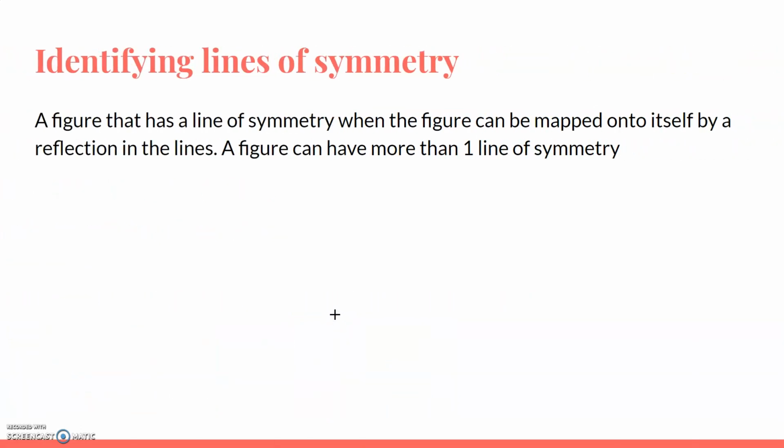Alright, so identifying lines of symmetry. A figure has a line of symmetry when the figure can be mapped onto itself by reflection in the line. So as you can see here, a line of symmetry is basically when you cut an image in half. It should be the same thing, just in the opposite direction, or it should be the same thing when you put it on top of itself. So it should look the same when you divide it in half in any direction, and a figure can have more than one line of symmetry.